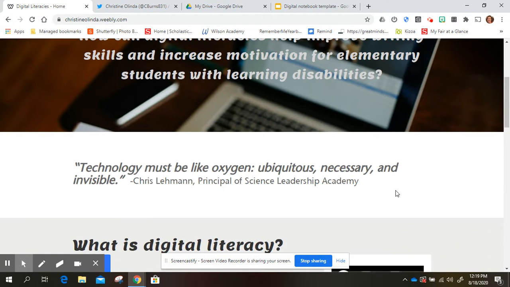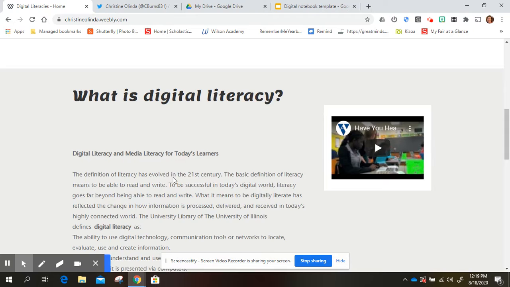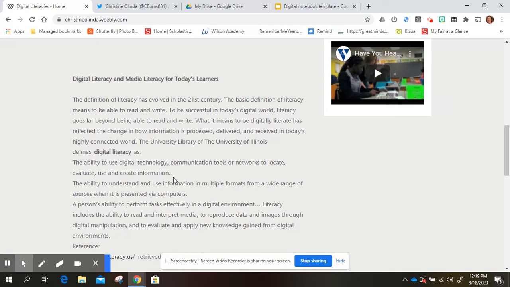I added this quote by Chris Lehman: "Technology must be like oxygen, ubiquitous, necessary, and invisible." I really felt like this hits the nail on the head as I began doing research about how teachers are improving writing skills using technology. I also gave a brief description of digital literacy and learned that it is much more than just learning to use technology, but learning how to communicate, locate, evaluate, use, and create information.